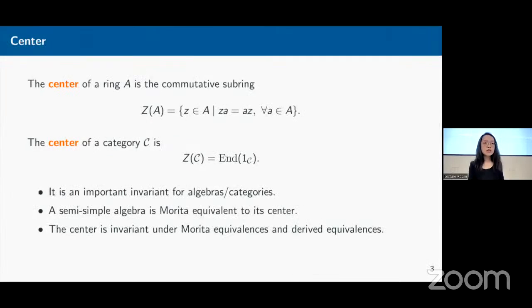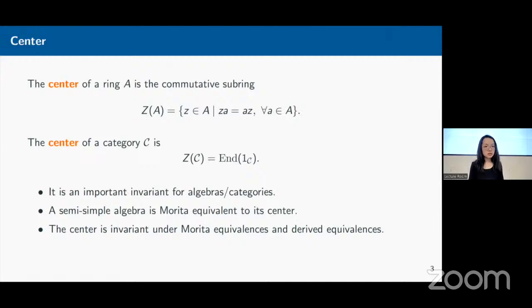Okay, so as we know, the center of a ring is the subring consisting of elements in this ring A, which commute with everybody else. And we can define in a similar way the center of a category, which is just the endomorphism of the identity functor. So in particular, if you have a category with just one object, then its endomorphism is an algebra. And if you take this definition and compute its center, it's precisely the center of the category.